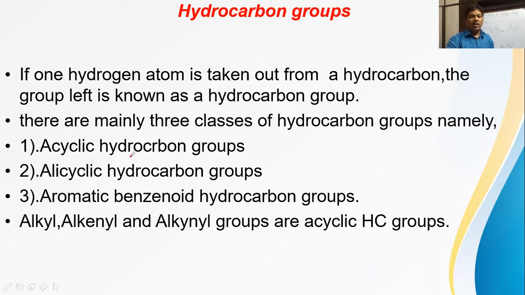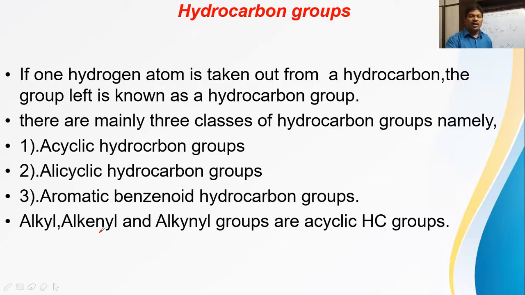So how many acyclic hydrocarbon groups here? Alkyl group. The alkyl group is obtained by the removal of one hydrogen from an alkane molecule. From alkane, if you remove one hydrogen, the group left over is called alkyl. And how do we get alkenyl here? Alkene molecule minus one hydrogen. So alkene minus one hydrogen gives alkenyl. And alkynyl, how do we get this group? By the removal of one hydrogen atom from an alkyne molecule. So alkyne minus one hydrogen is alkynyl.